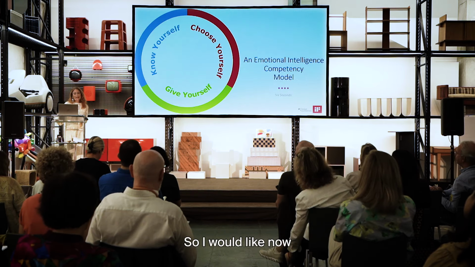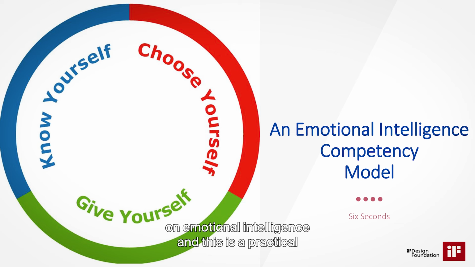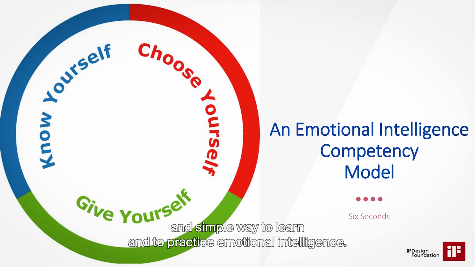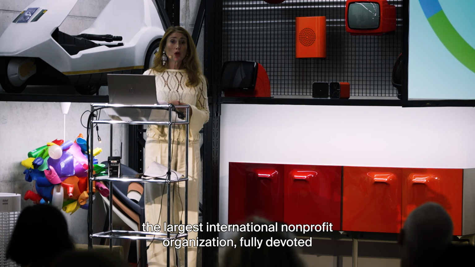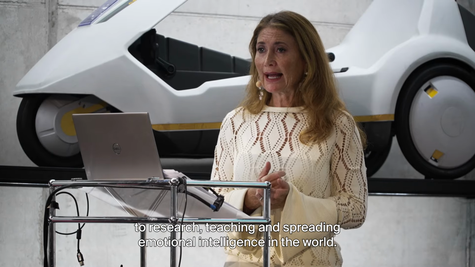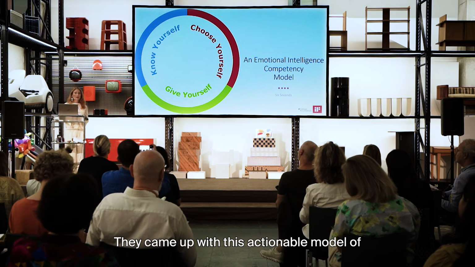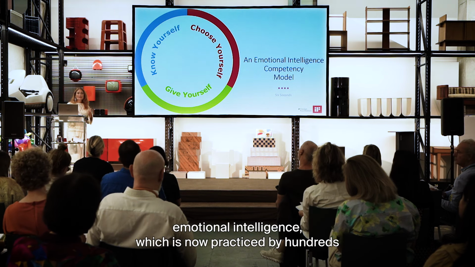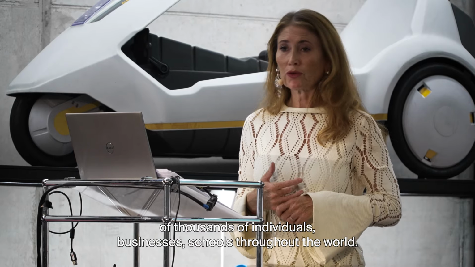I'd like now to introduce you to a very practical model that we are going to practice on emotional intelligence. This is a practical and simple way to learn and to practice emotional intelligence. It was developed in 1997 by Six Seconds, which is the largest international non-profit organization fully devoted to research, teaching, and spreading emotional intelligence in the world. They came up with this actionable model of emotional intelligence, which is now practiced by hundreds of thousands of individuals, businesses, and schools throughout the world.